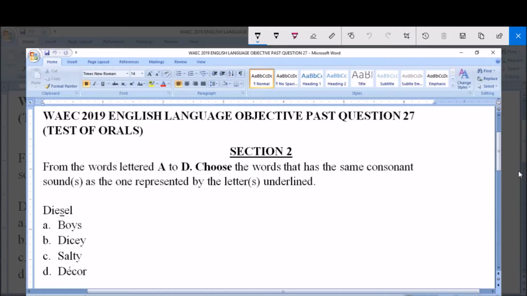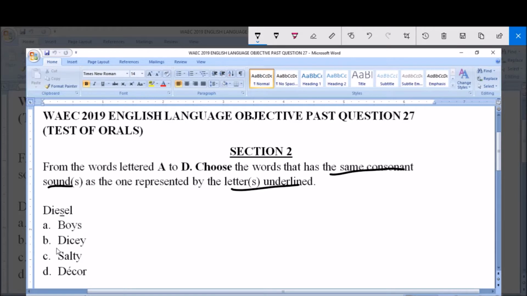Hello, I'm going to be answering WAEC 2019 English Language Objective Past Question 27 under Test of Orals Section 2. Now the instruction is: from the words lettered A to D, choose the words that has the same consonant sound or sounds as the one represented by the letter or letters underlined. So the word given to us is diesel and the letter underlined is S.